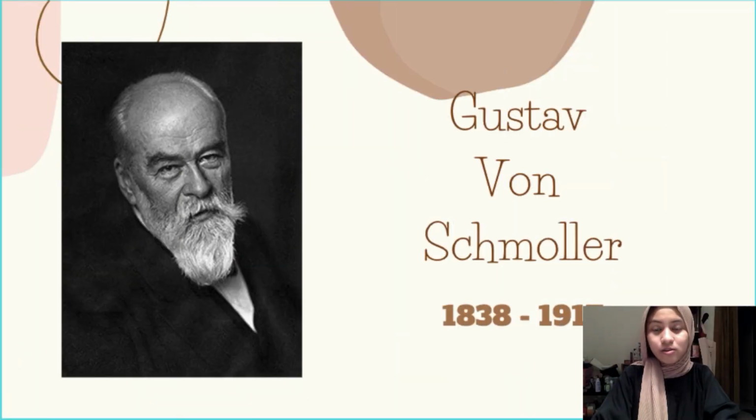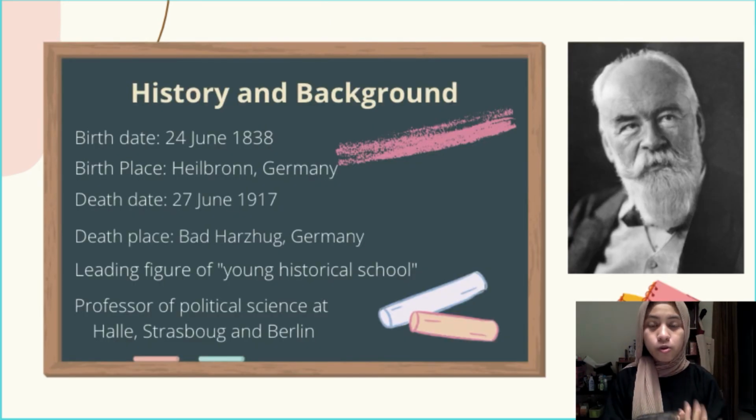So, have you seen or do you know who is in the picture? Yes, this picture is Gustav von Schmoller, born in 1838 and died in 1917. To know him better, I will explain. Gustav von Schmoller was born on 24 June 1838 in Heilbronn, Germany, and died on 27 June 1917 at the age of 79 in Bad Harzburg, Germany.